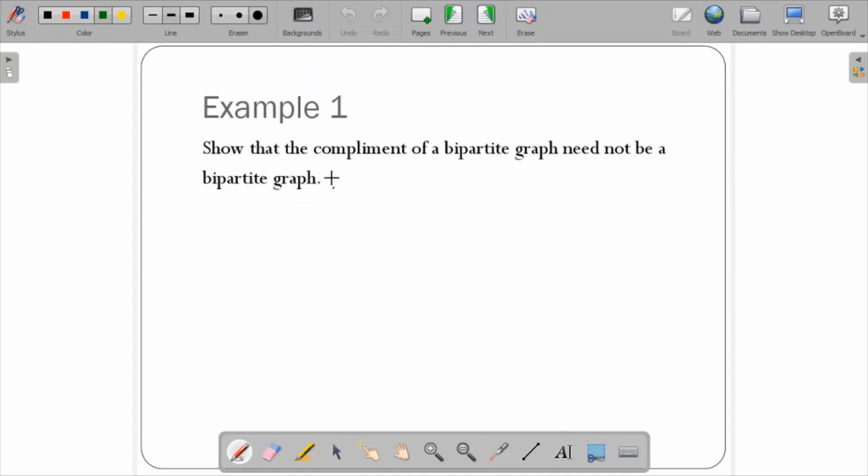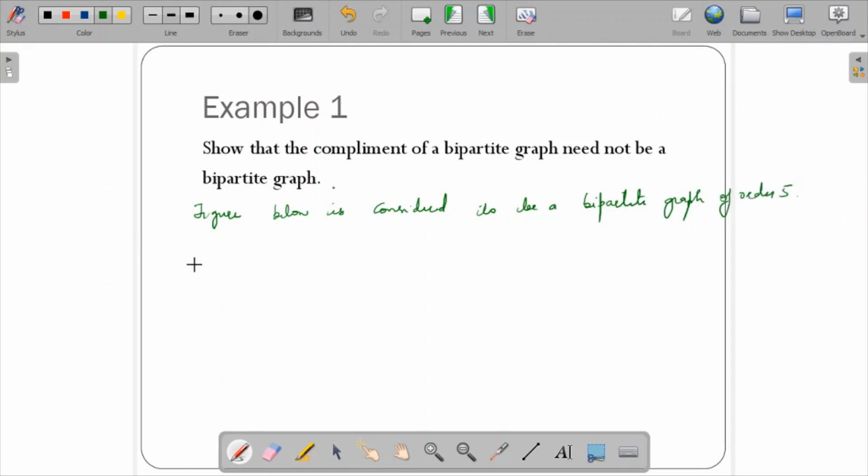Example 1 is: show that the complement of a bipartite graph need not be a bipartite graph. Now what we are supposed to do is, if we consider a bipartite graph, the complement of the bipartite graph should not be a bipartite graph. So you should give an example considering a bipartite graph. So let us take an example for the bipartite graph which is of order 5. So the figure below is considered to be a bipartite graph of order 5.